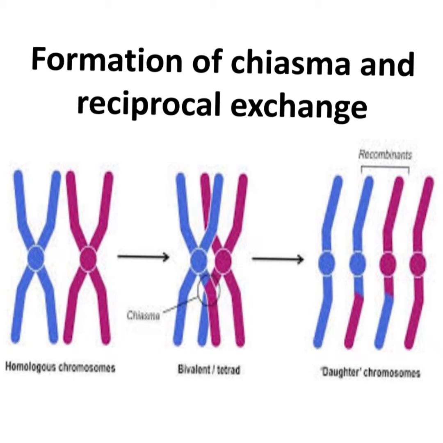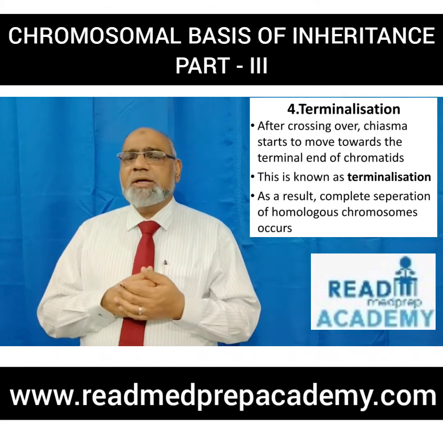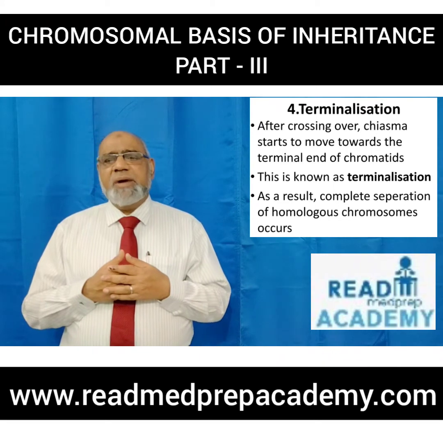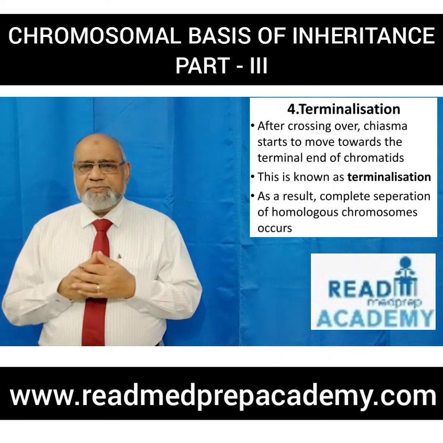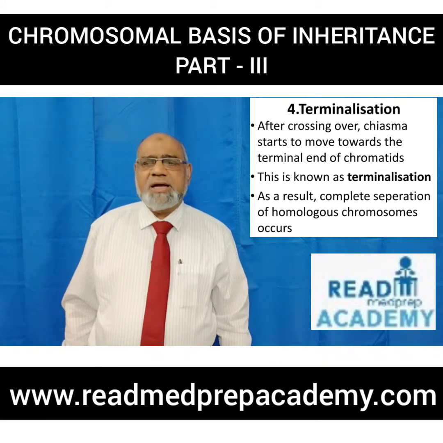This results in the formation of two recombinant chromatids and two non-recombinant chromatids. Now, what is terminalization? After crossing over is over, the chiasma starts to move towards the terminal end of the chromatids. This is known as terminalization. As a result, complete separation of the homologous chromosomes occurs.